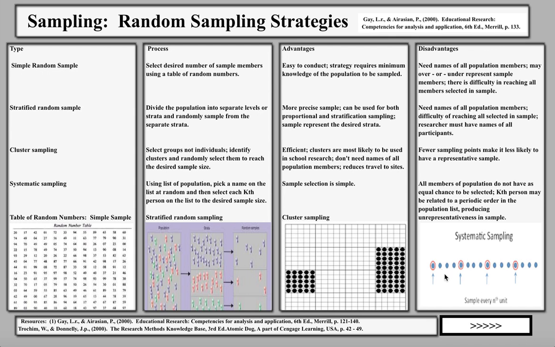Okay, and each of these diagrams is designed to give a visual of what the sampling techniques are. This is a table of random numbers, by the way. A lot of times that's used in simple random sampling. This is an example of the stratified. This is an example of cluster and systematic.